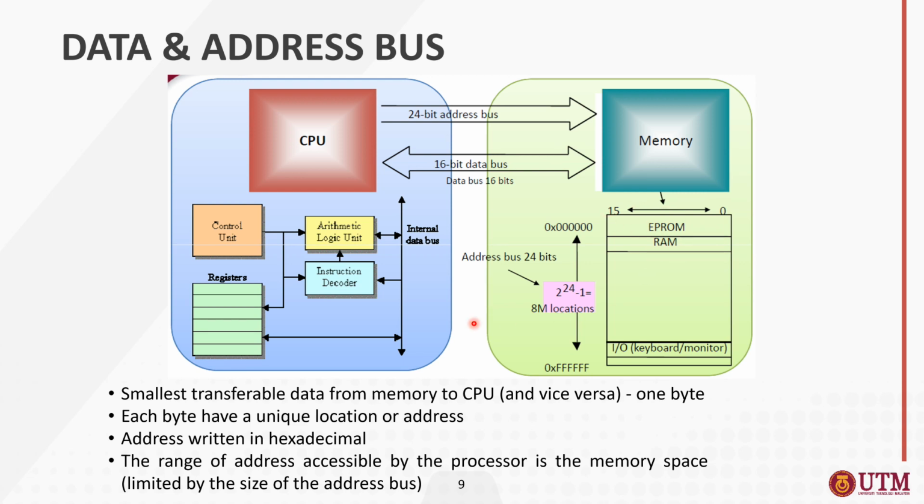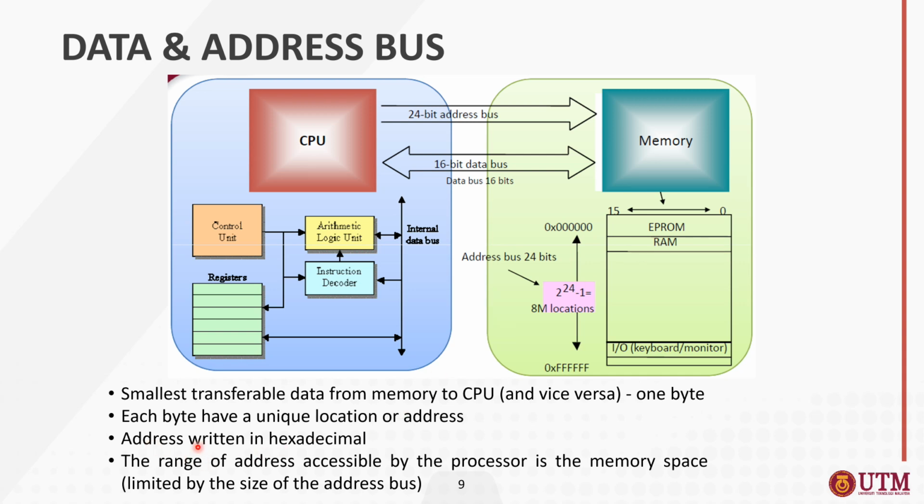Okay, so for the data and address bus, the smallest transferable data from memory to CPU and vice versa is 1 byte. Basically the smallest data that you can transfer back and forth between the CPU and memory is only 1 byte. Each byte has a unique location or address, which is stored inside the memory. So each byte or each data has its own unique address, so that when you want to get the data, you don't have any conflict with the other data, right?